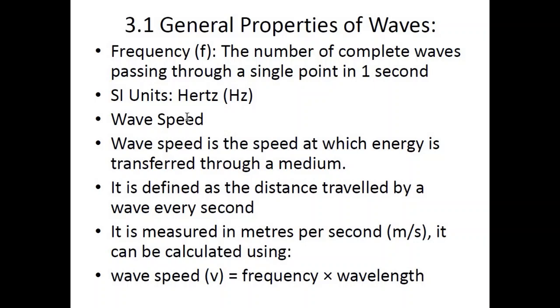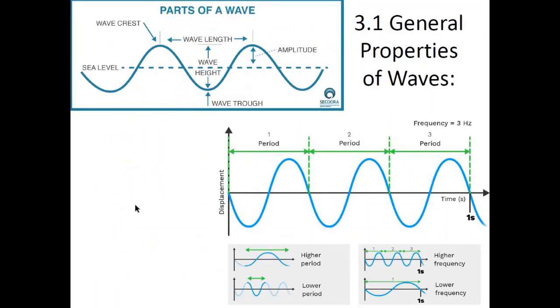Wave speed is the speed at which energy is transferred through a medium. It is defined as the distance traveled by a wave per unit time, or every second. It is measured in meter per second. It can be calculated using speed equals frequency times wavelength.